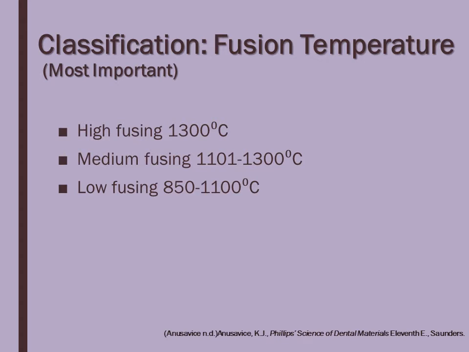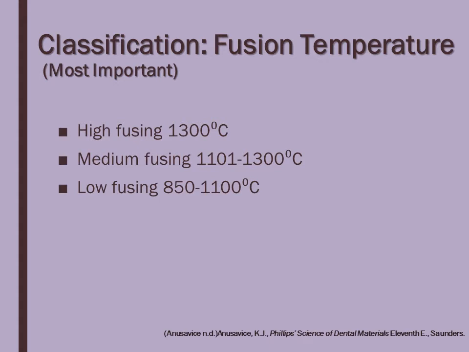Now, the very important classification, which is also asked in your exam, is the classification according to the fusion temperature. So there are three different fusion temperatures at which porcelain may be fused or baked. Fusing is basically similar to baking, because the dental ceramic is baked at high temperature in a specialized furnace. So the high fusing dental porcelains are fused at 1300 degrees, the medium fusing from 1100 to 1300 degrees C, and the low fusing from 850 to 1100 C.